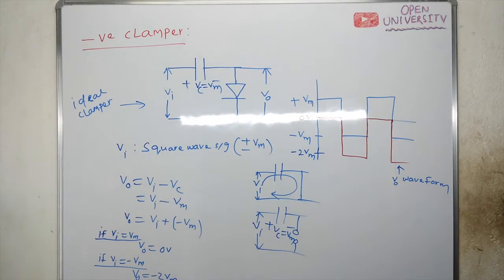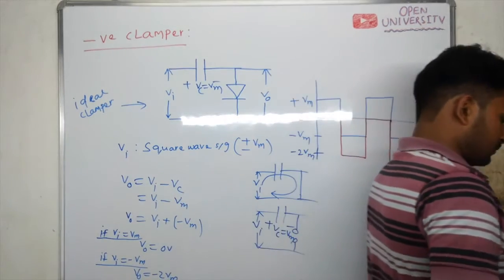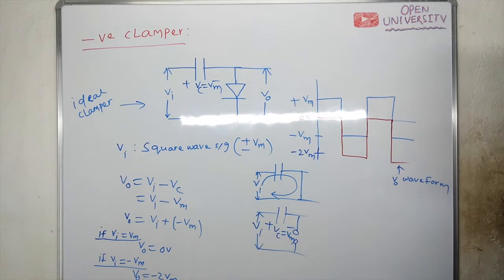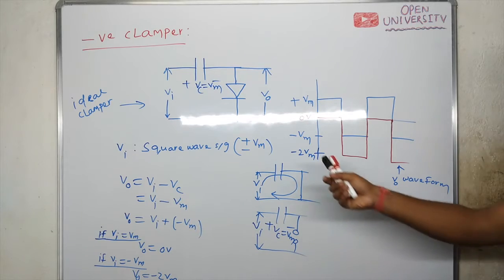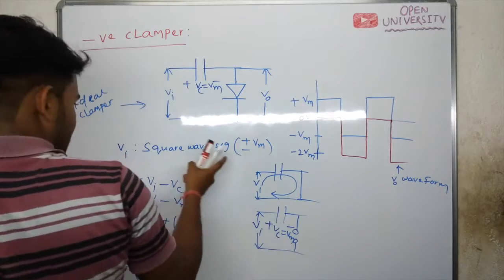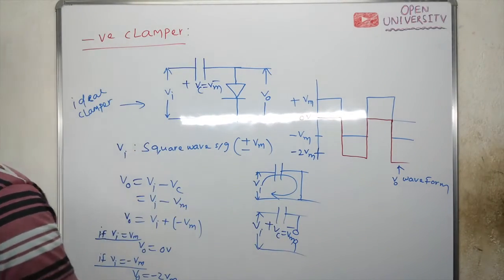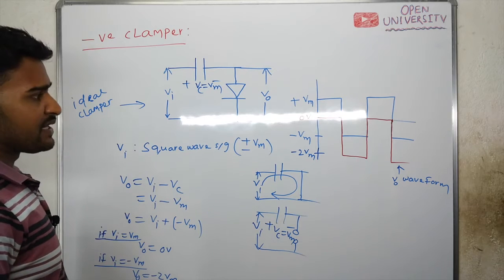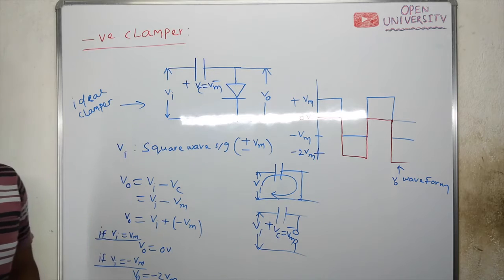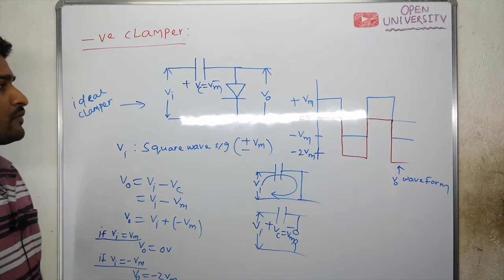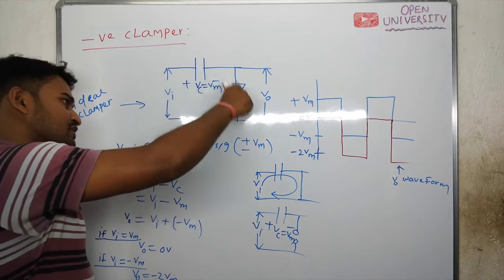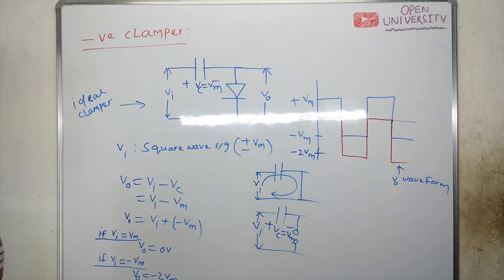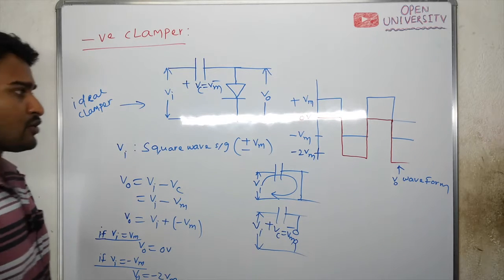So write down a few points. First, draw this diagram, and write down: let Vi be a square wave signal whose maximum value is plus Vm and minimum value is minus Vm. When Vi is positive, the diode is forward biased, and the capacitor will charge through the diode up to the maximum value of the input voltage, that is Vm.